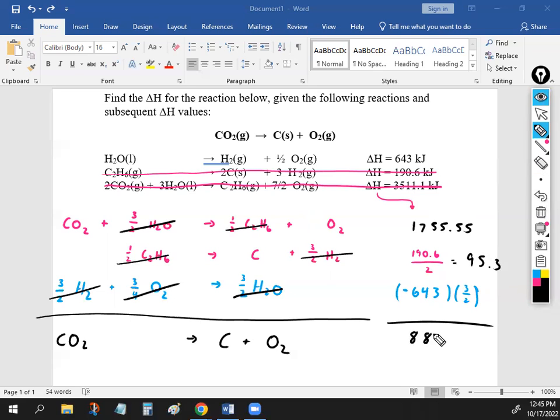All right, so you should get a value of 886.35 kilojoules for your change in enthalpy. So hopefully that was helpful. I know I messed up the last time we did it. I actually posted an updated version of that problem if you guys want to take a look at it on Canvas.